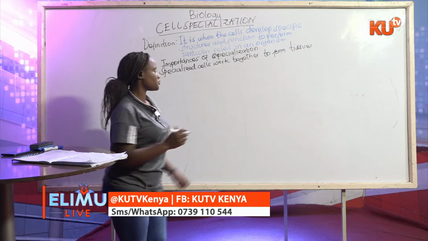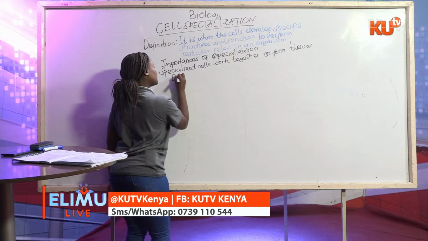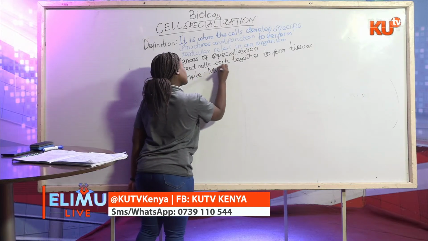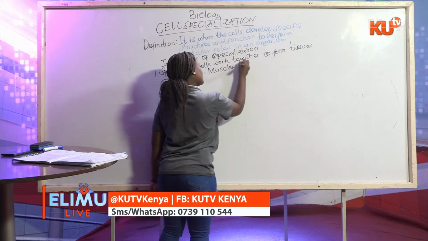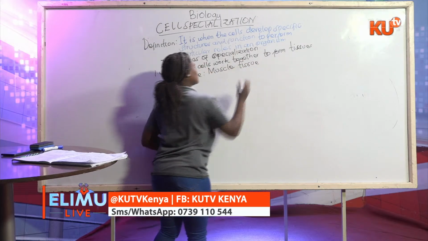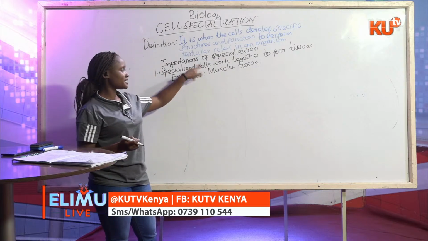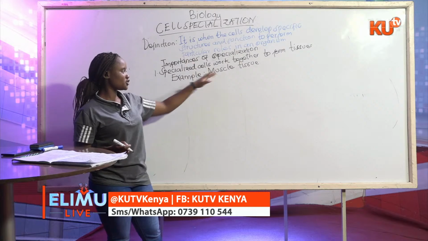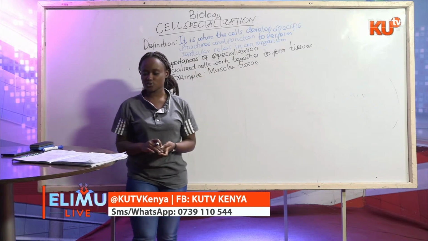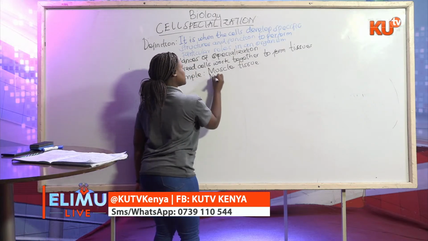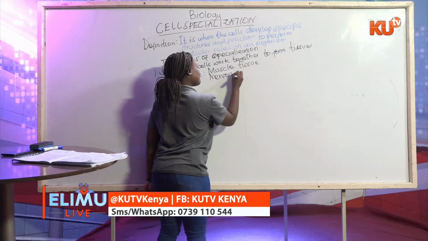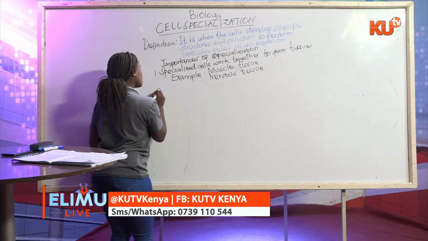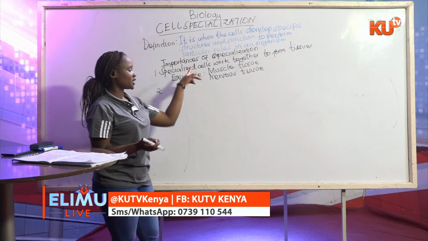Examples of the tissues we have are the muscle tissue and the nervous tissue. Specialized cells work together to form tissues. That is what we call tissue.